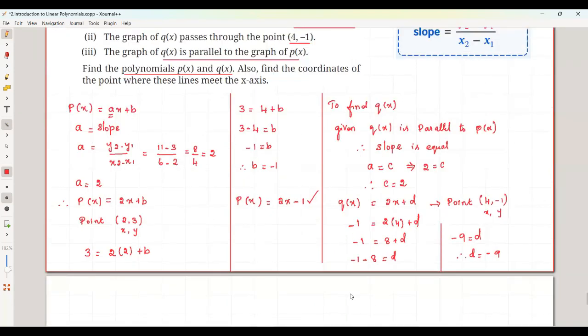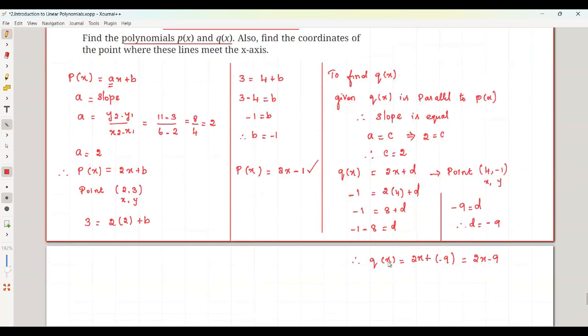So therefore we can write q of x as 2x plus the d value, which is -9. That is nothing but 2x minus 9. They asked us to find p of x and q of x. So finally, p of x is equal to 2x minus 1, and q of x is equal to 2x minus 9.